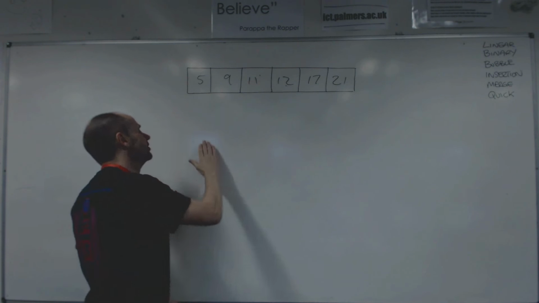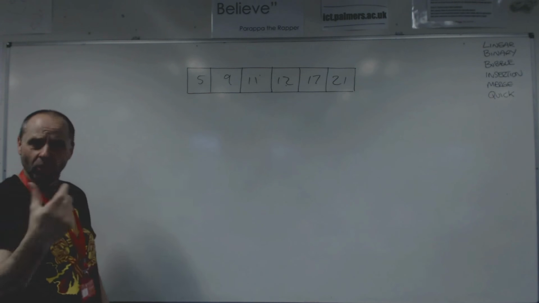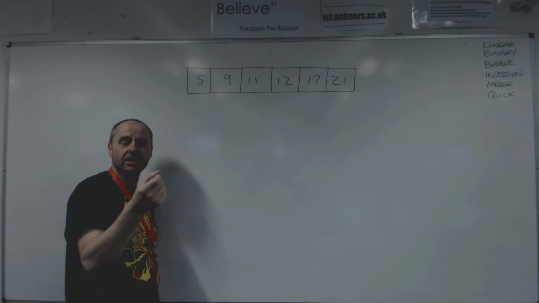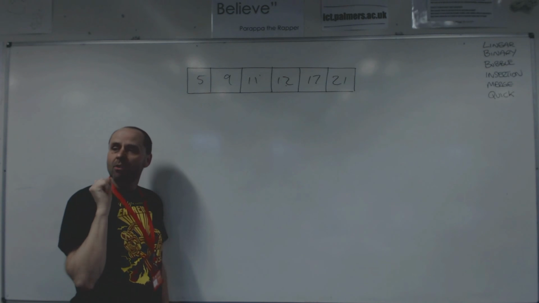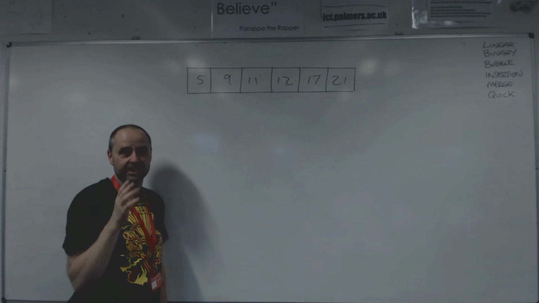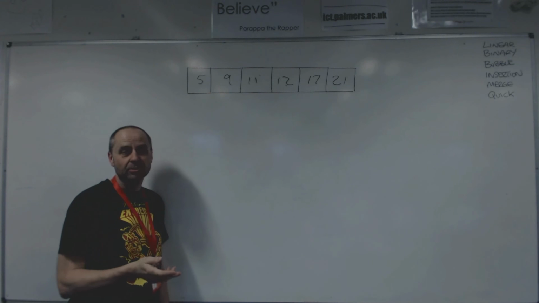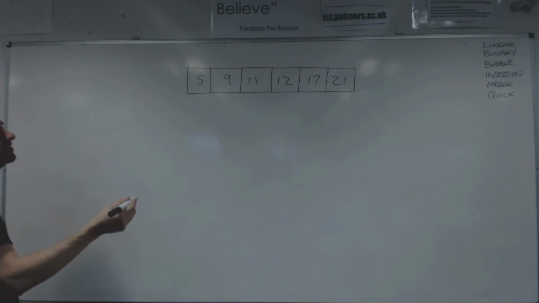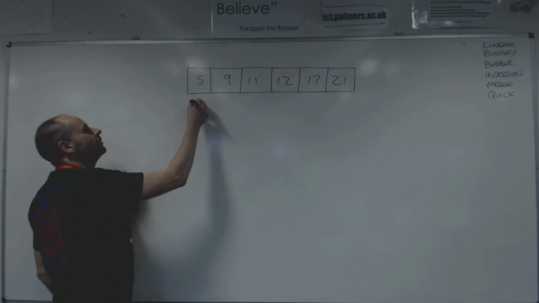Okay, so binary search. This all hinges, it's a divide and conquer strategy, okay? So it all hinges about throwing data away. We don't want to have to look at everything. That's what all divide and conquer strategies do. Okay, they simplify things. So in this example, we've got 6 data items.